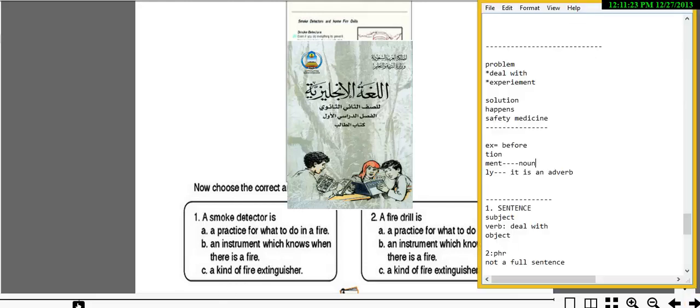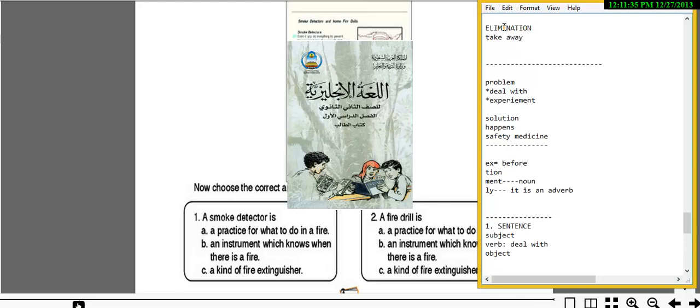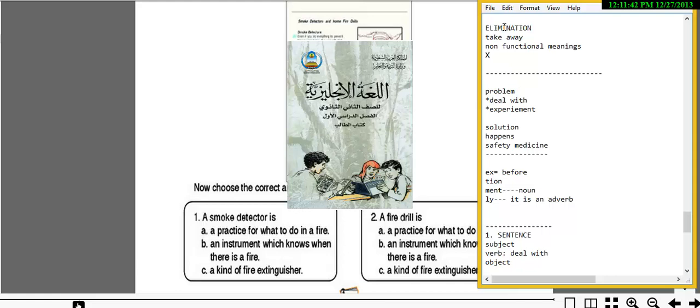So you really need to focus on the fact that elimination is a really good strategy to start with. You want to take away all the non-functional meanings or words. So you just want to cross out all the options that don't work. Okay?